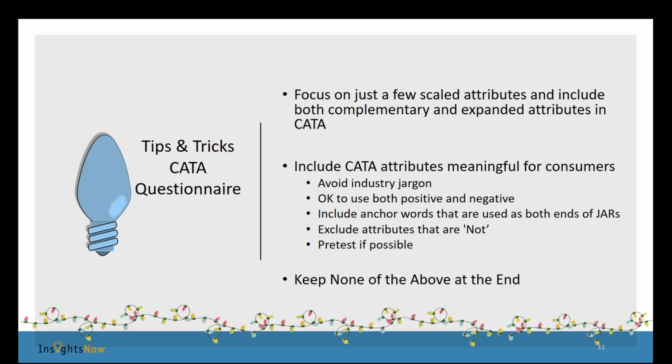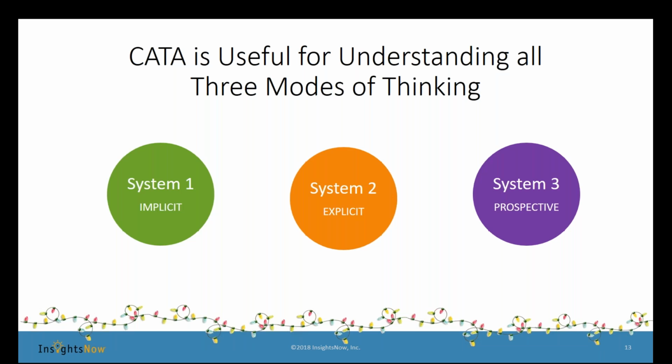We're going to go a little bit deeper and turn our attention now to thinking about the types of questions with regard to CATA and how consumers are engaging with them. Because we're talking now about different modes of thinking. System 1 is thinking about implicit reactions. System 2, more explicit, and system 3, prospective.